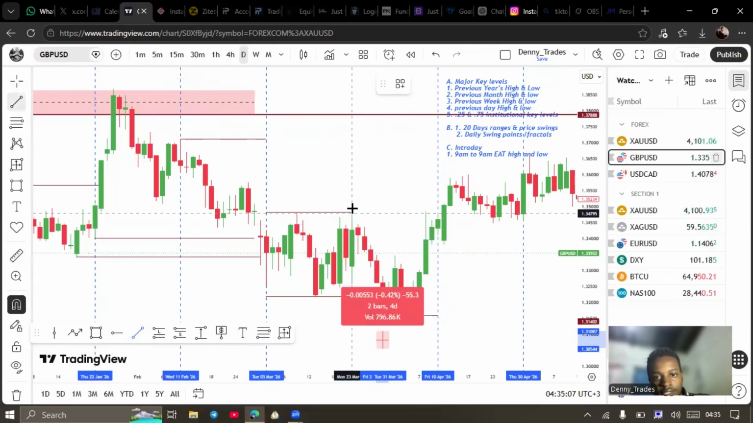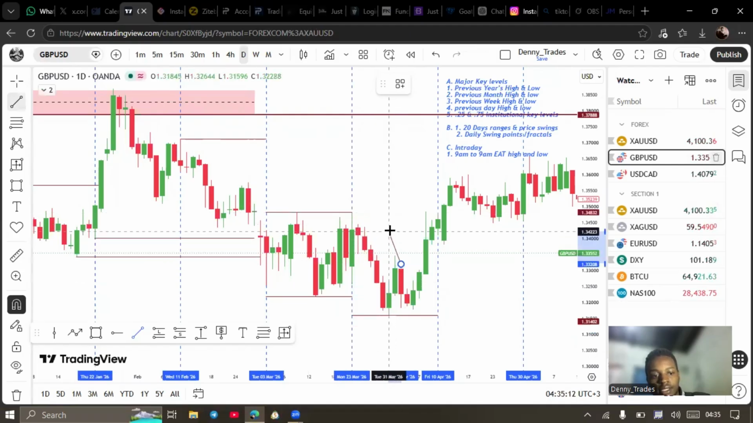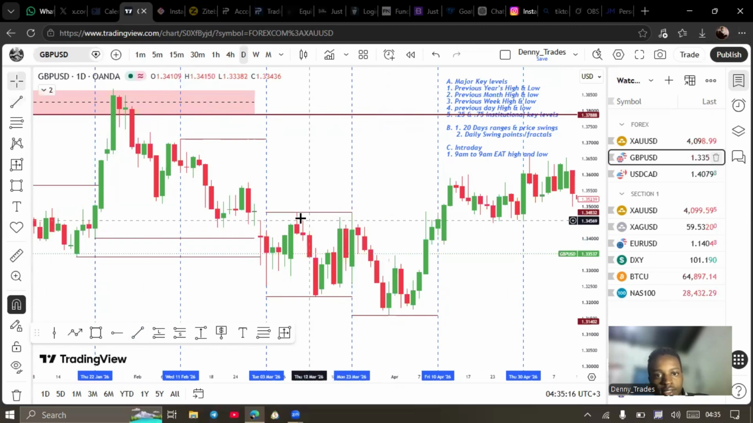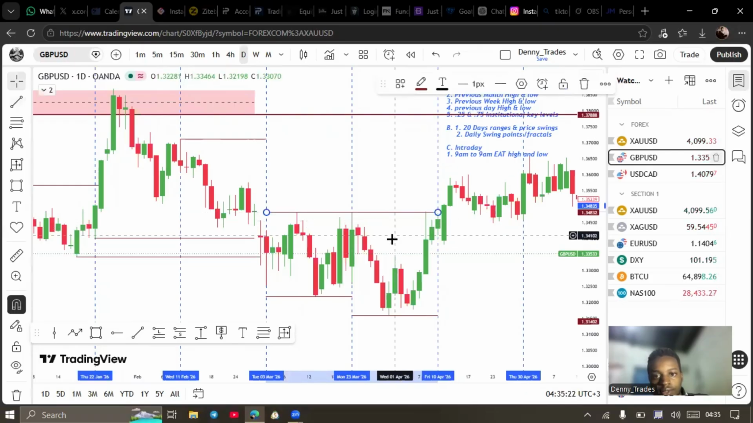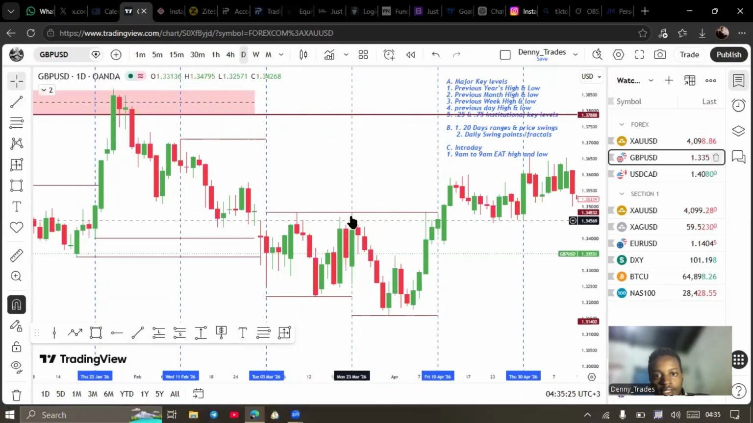The range high obviously will be this candle right here. So we mark, because this high and this high are equal, we are just going to be using this trend line right here. So since this high and this high are equal, price is going to gyrate around these key levels. So you start with the daily fractals or swing points, okay?